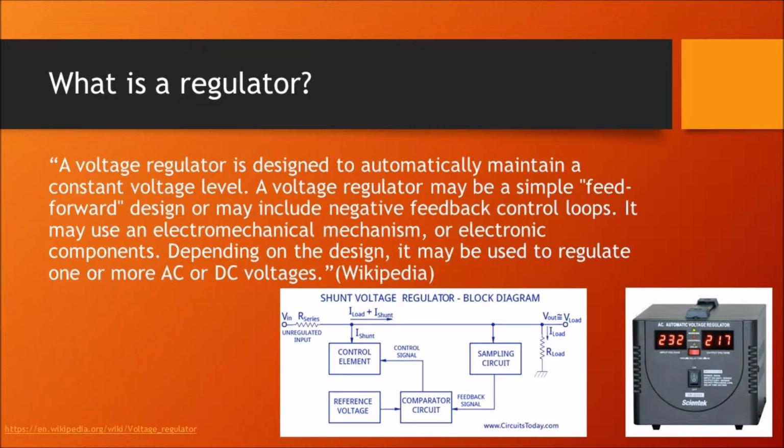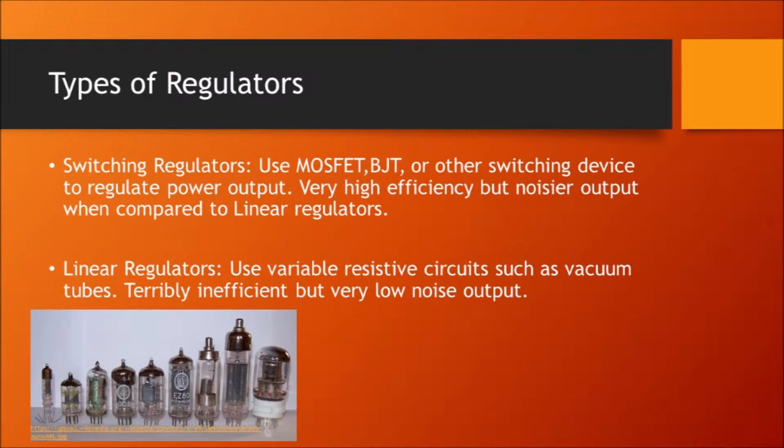There are also three popular subsets of regulators. These include the linear series regulators, switching regulators, and SCR regulators, which are used for AC voltages. Switching regulators are what we are most familiar with as we studied the topologies of a few of them. They use a switching device, usually a MOSFET or BJT, and they regulate power output by using a duty cycle.